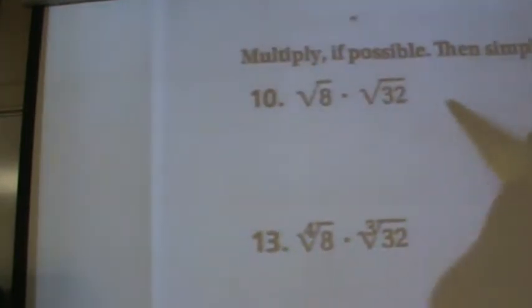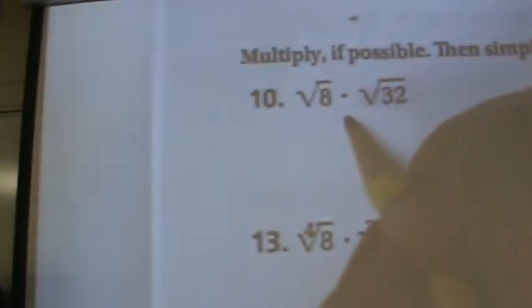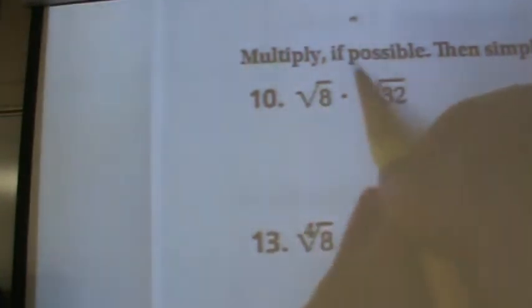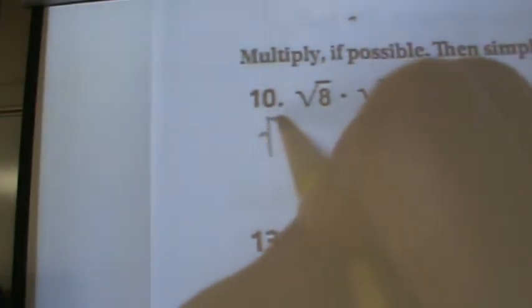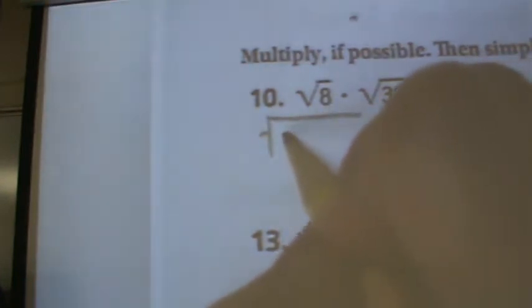Okay, try number 10. Let's go backwards. What are we doing here? Cube root, 4th root. What's the index? The square root. How do you break up 8? 2 and 4. 3 twos.